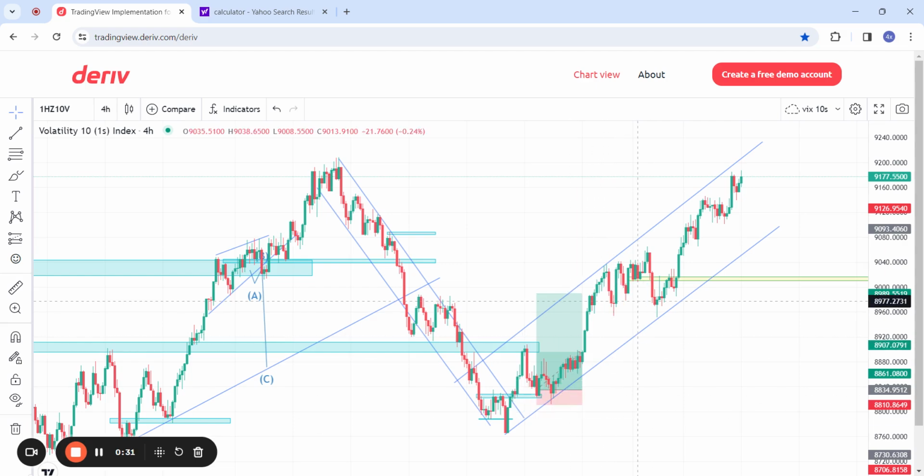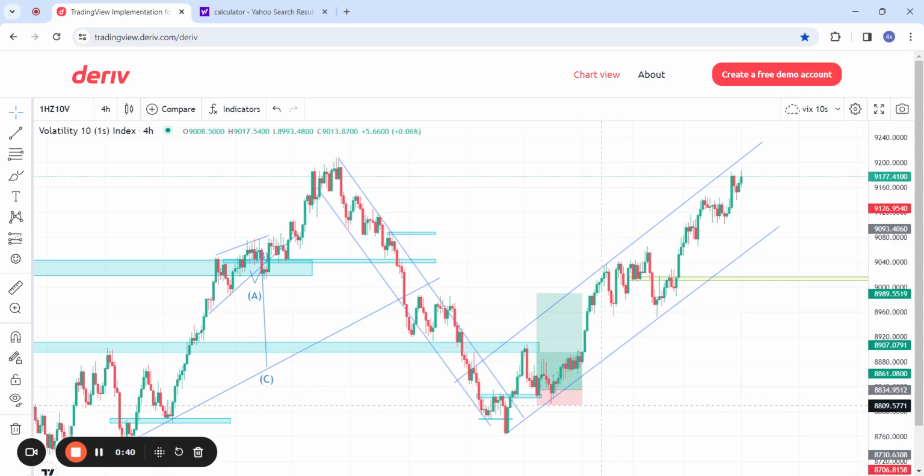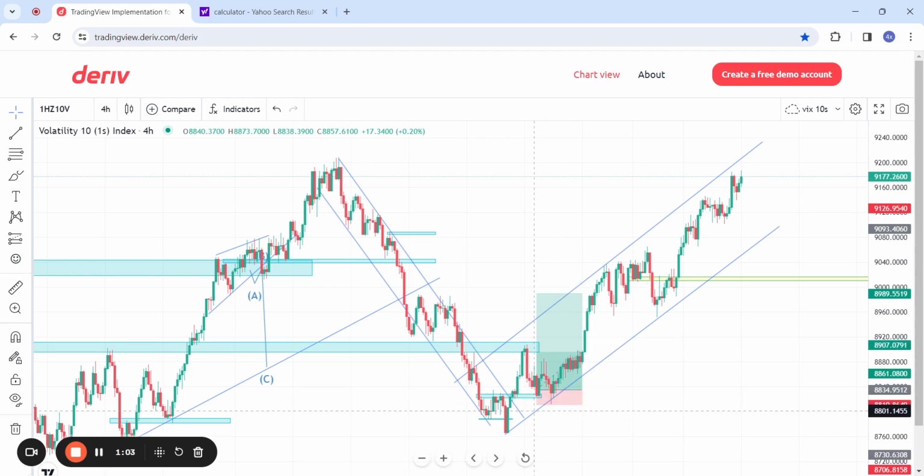So risk to reward is basically what you risk versus what you expect to earn. For example, here this red box would be the risk, and the green box is the take profit. You have different types of risk to reward: 1 to 2, 1 to 3, 1 to 4. With the 1 to 2, you would be risking 24 points here, and you would be expected to earn 2 times this, coming out of the trade at 58.